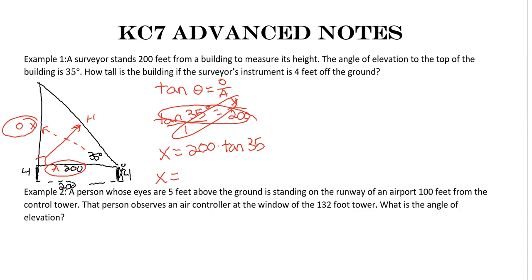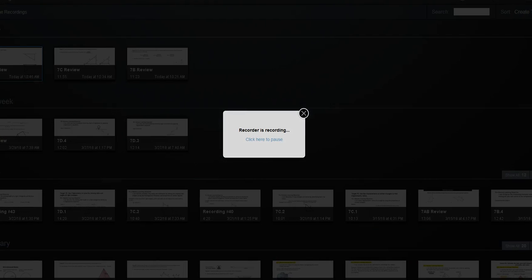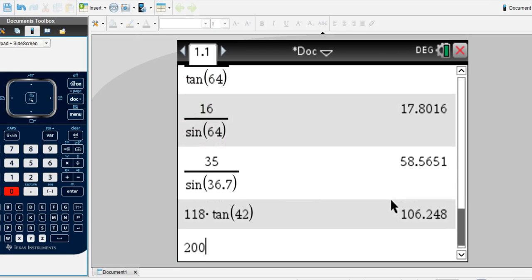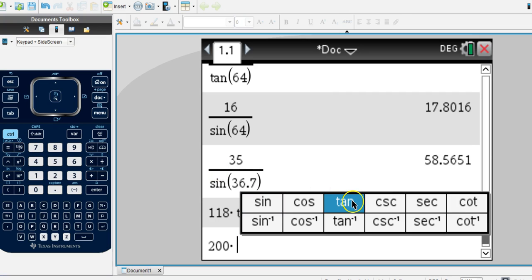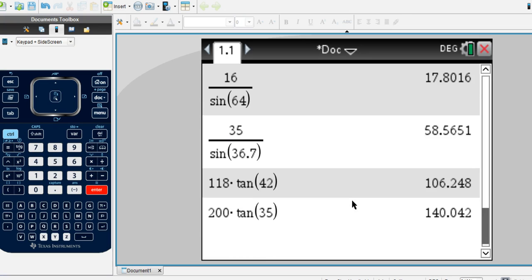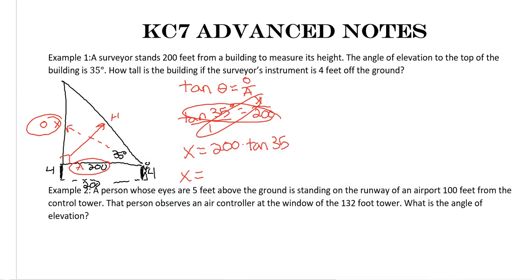200 times tangent of 35 is, that's not what I wanted. Hold on, let me make sure. Tangent 35, and I get 140 feet.